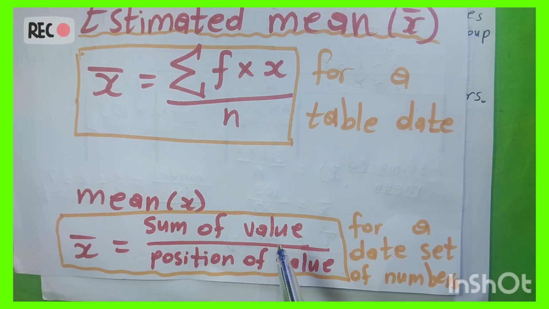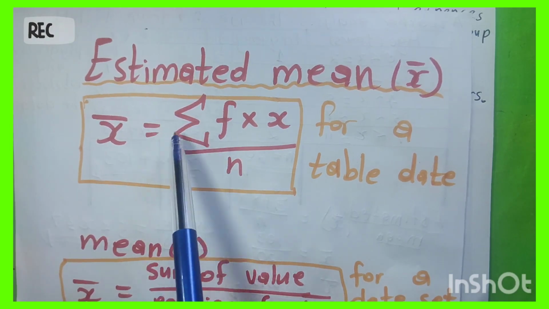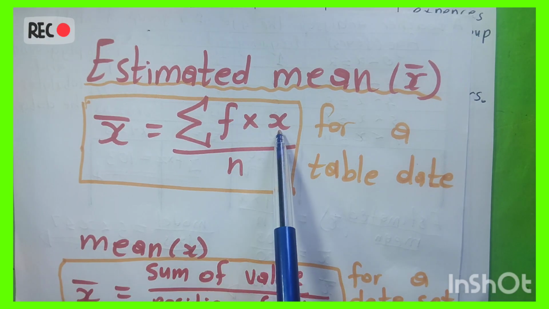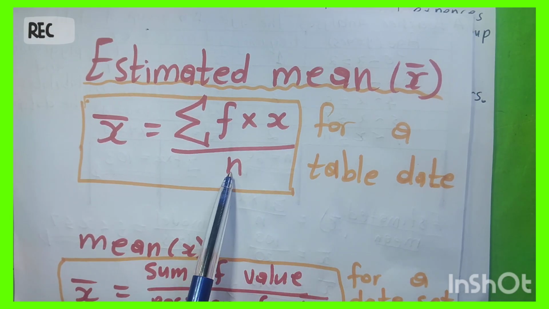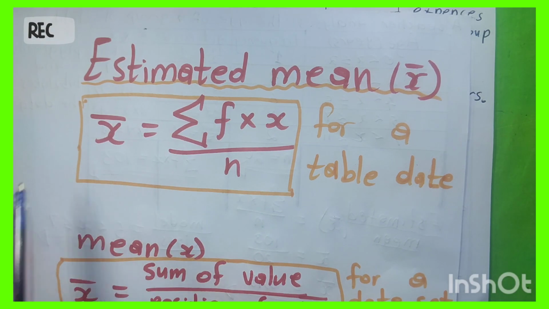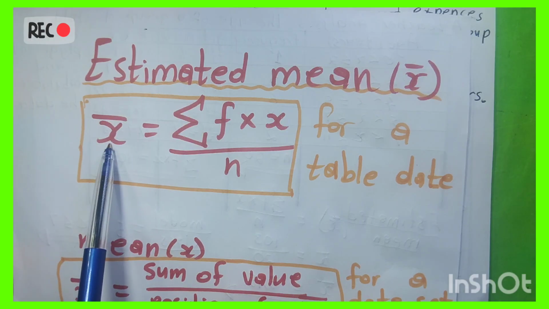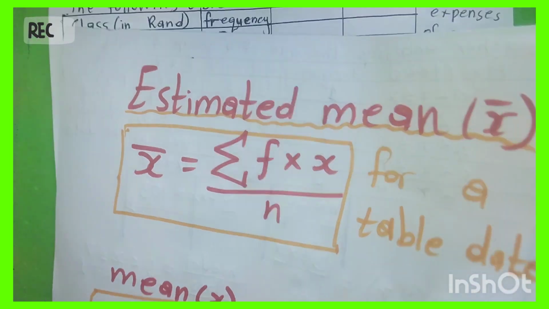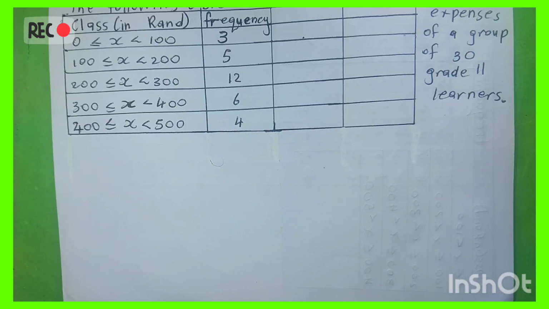I explained this equation. But for this one, it's the sum of frequency multiplied by the midpoint, divided by the total number of frequency. And this one is the mean. This x is the midpoint, the value for x. So how do you do this?